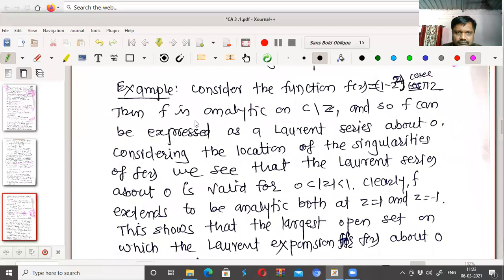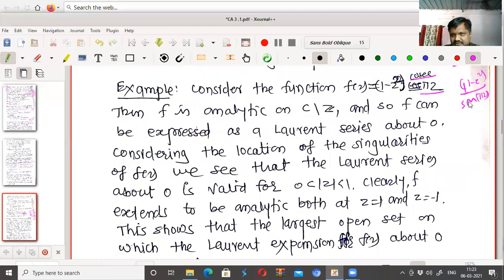Okay. We have one more example of such type. Consider the function f(z) equal to (1 minus z squared) cosec(pi z). This example is 1 minus z squared into cosec(pi z). Cosec means 1 upon sine. Right, cosec(pi z) means 1 upon sin(pi z). So this is (1 minus z squared) upon sin(pi z).